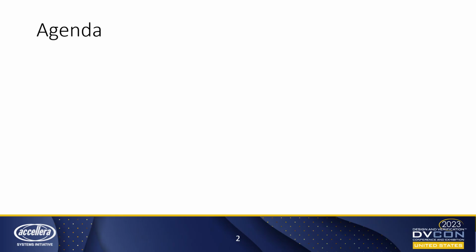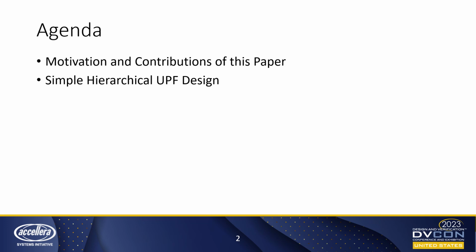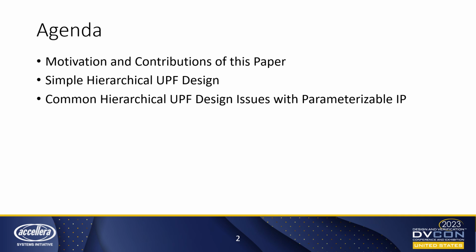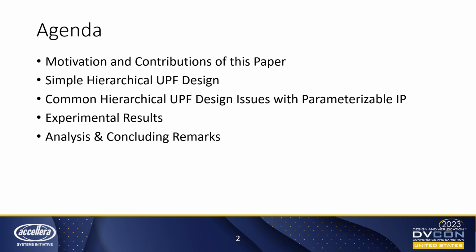For our agenda today, I'll spend a few minutes reviewing the motivation for this paper and what we hope to contribute to the conversation. Next, I'll present a simple hierarchical UPF design where parameterizable IP are reused, which will take us into a conversation of some common hierarchical UPF design reuse issues that our design and verification teams commonly encounter. Next, I'll discuss our findings when attempting various hierarchical UPF design methods, including the level of support for each we found within our EDA toolchain. Finally, I'll present an analysis of the results and give some concluding remarks.